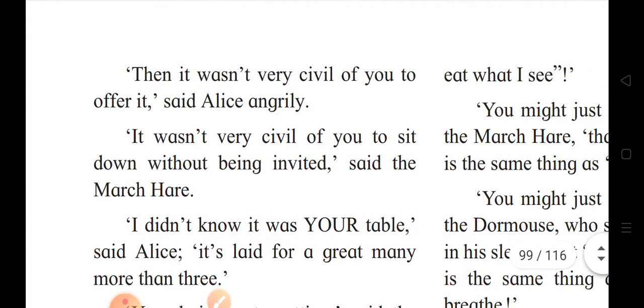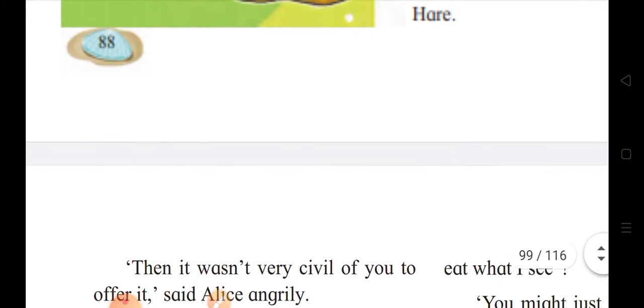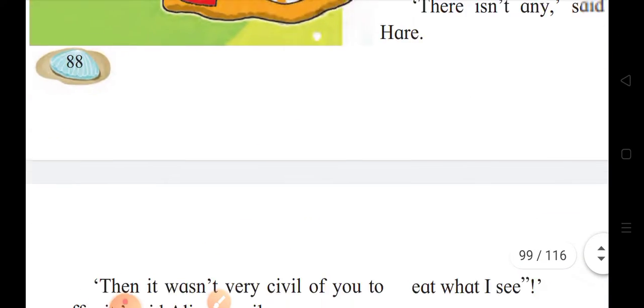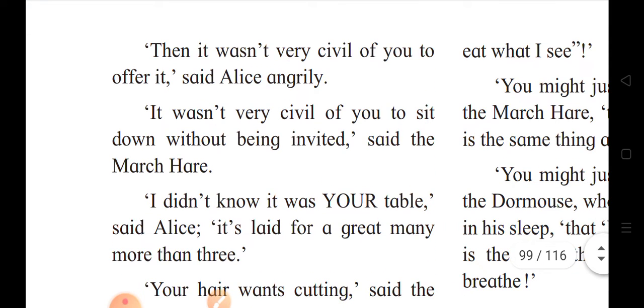"Then it wasn't very civil of you," said Alice angrily. Civil means polite or well mannered. So she's saying that it is not polite of you to offer it when it is not there. She became angry because the March Hare was just making fun of her by telling her that she could have wine, but there was no wine at all. So he was just making fun of Alice.